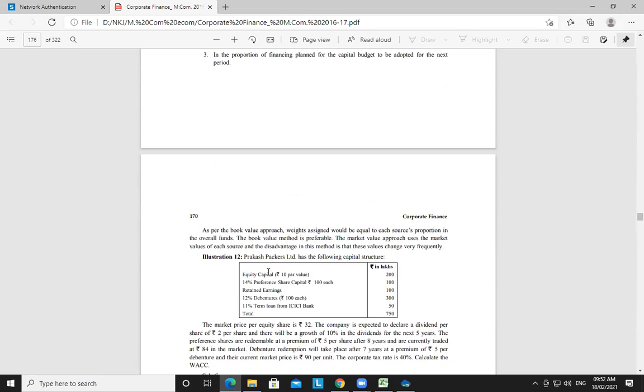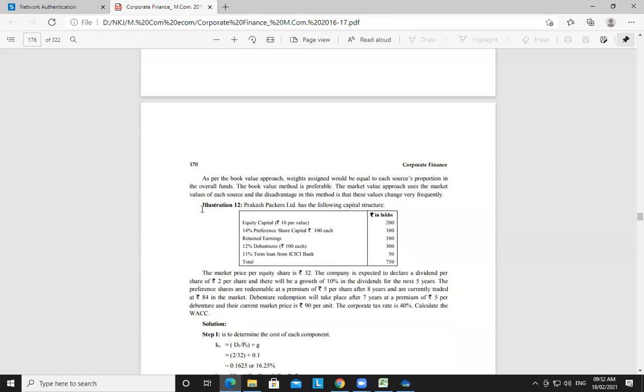Yes, sir. Now, how to compute or how to solve this question, how to get their cost.